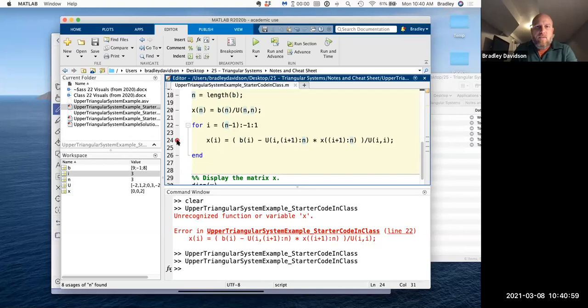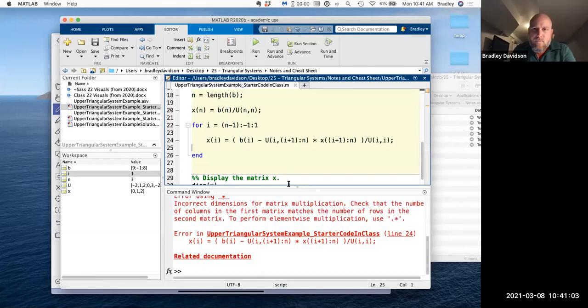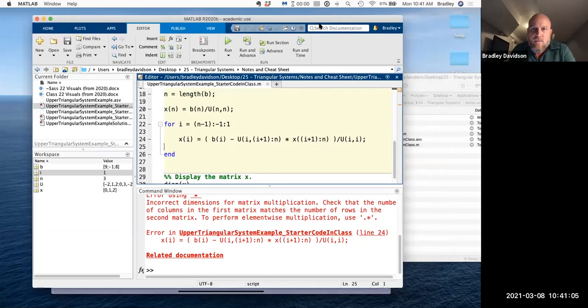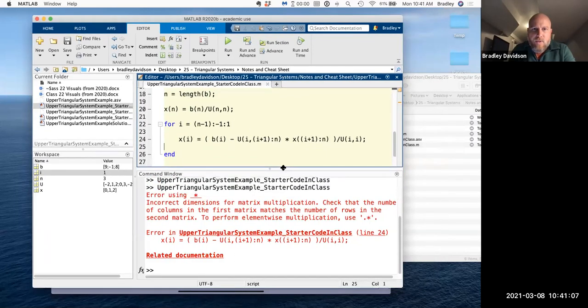And so if we've done this correctly, then when we run this, it looks like I've got a problem here. We have incorrect dimensions for matrix multiplication. And so let's find out what our issue is here. Let's debug it.